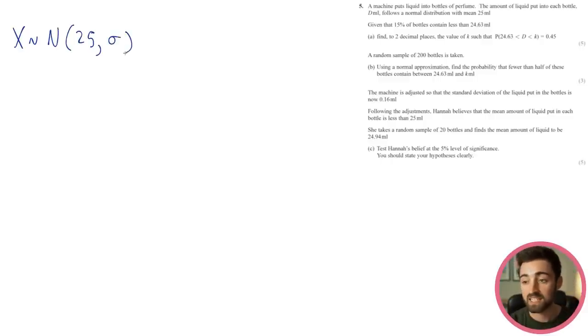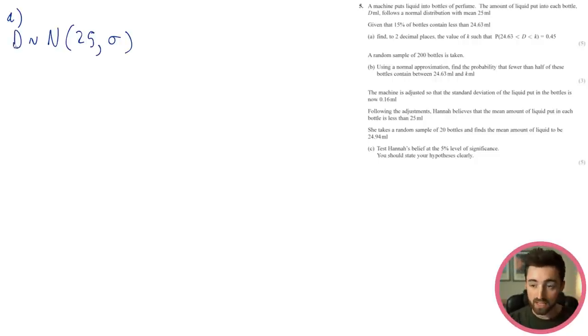Given that 15% of the bottles contain less than 24.63, that piece of information is going to be the one that gets us the standard deviation. It's just like an intermediary step there. Then we're going to want to find, to two decimal places, the value of K such that the probability that D is between 24.63 and K is 0.45. The first thing is that they're using D. I'm very used to X, but that's fine. We can change that to a D.